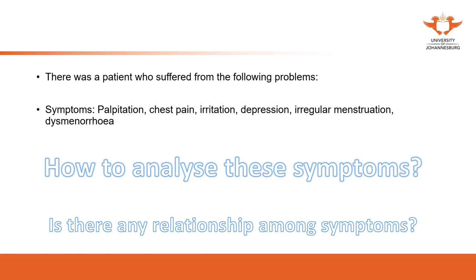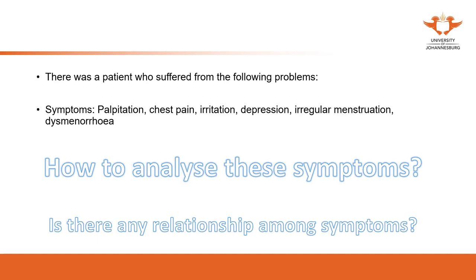What's the relationship among the low back pain, the poor diet, and the painful menstruation? Here's another case. A patient suffers from palpitation, chest pain, irritation, depression, irregular menstruation, dysmenorrhea. A patient presents with all these symptoms. How do we analyze? Is there any relationship among these symptoms?